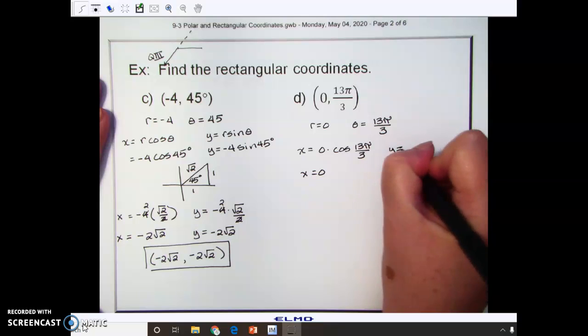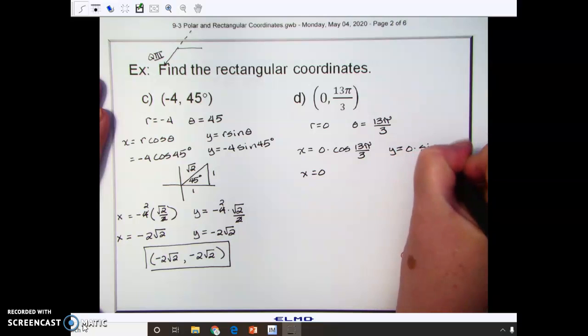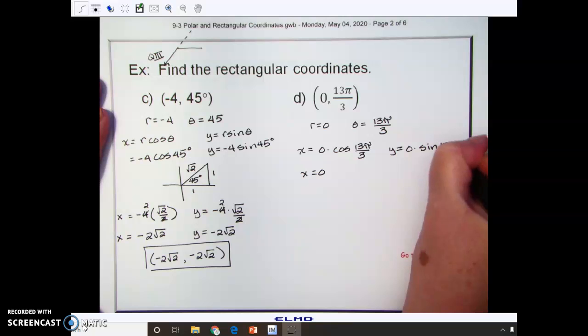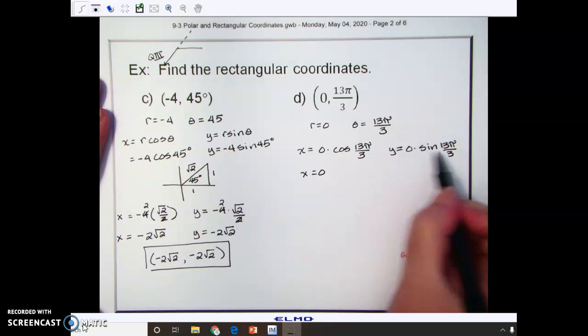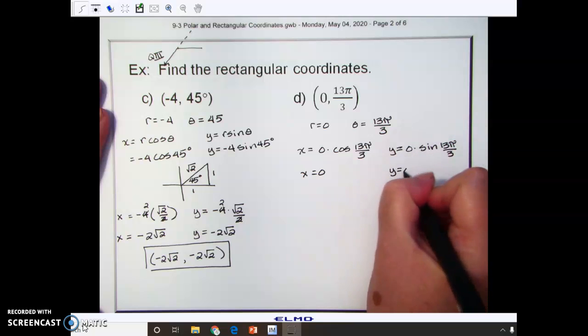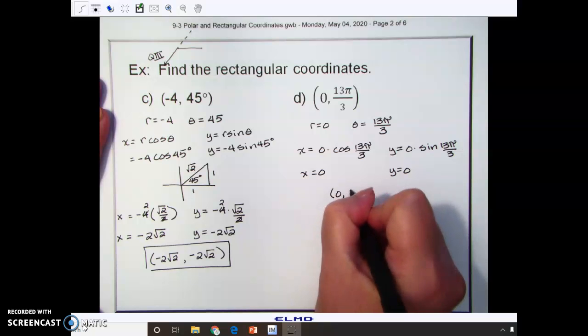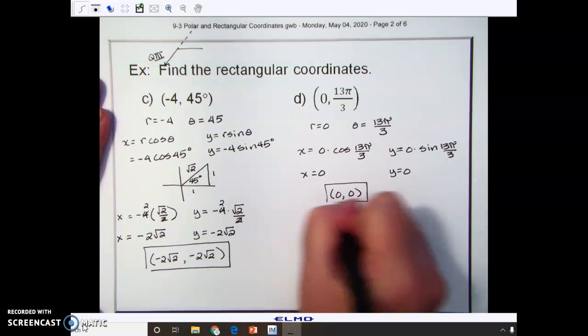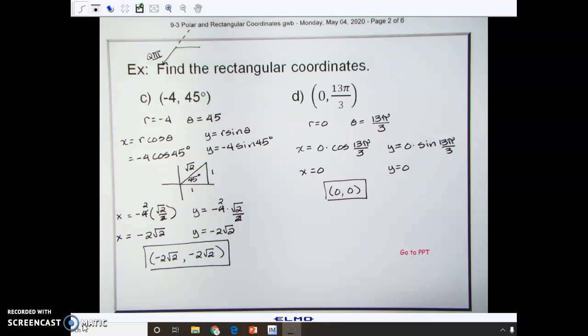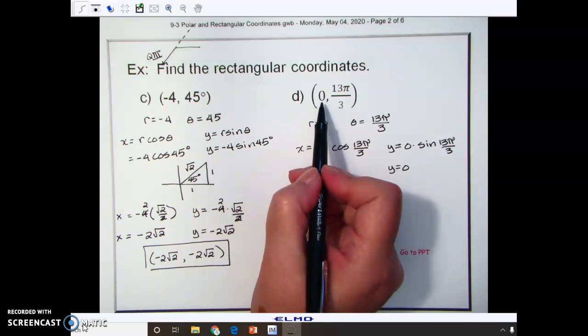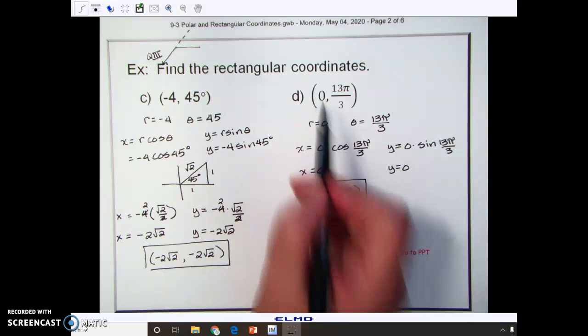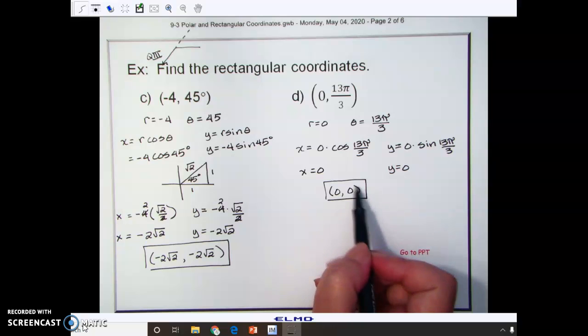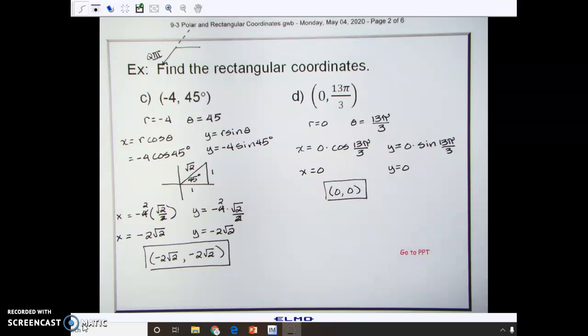And then y is going to be r times the sine of 13 pi over 3, which again, 0 times anything is going to give us 0. And so that means that that is a point at the pole or at the origin. So since the r value has a length of 0, it's not going anywhere from the pole, and so you end up at the pole or at the origin.